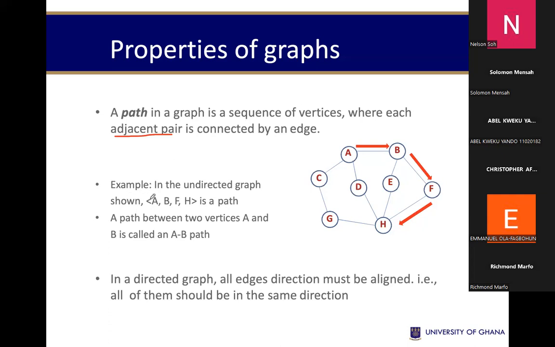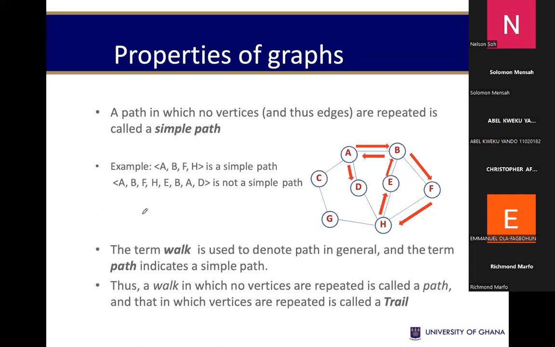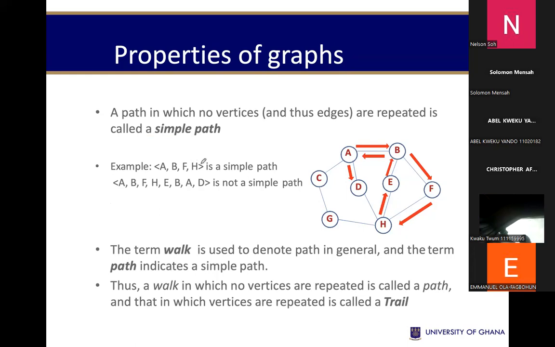Now, in the undirected graph shown, A, B, F, H is a path. A path between two vertices A and B is called the AB path. In a case where the vertices are not repeated, we call that particular path a simple path. For example, I can have A, B, F, G, or A, B, F, H. That's a typical example of a simple path.